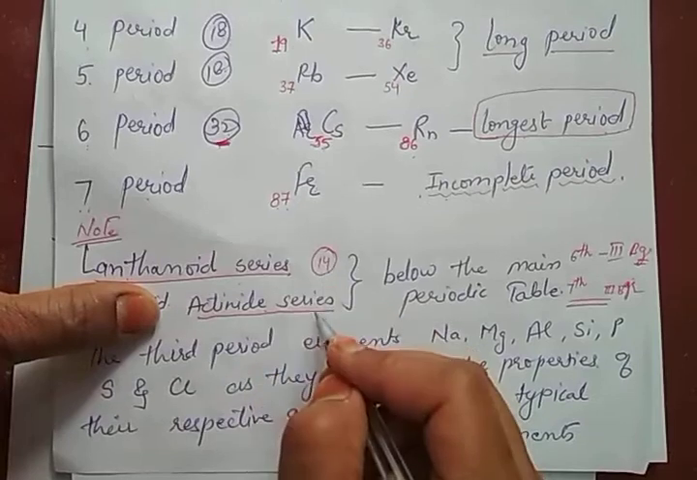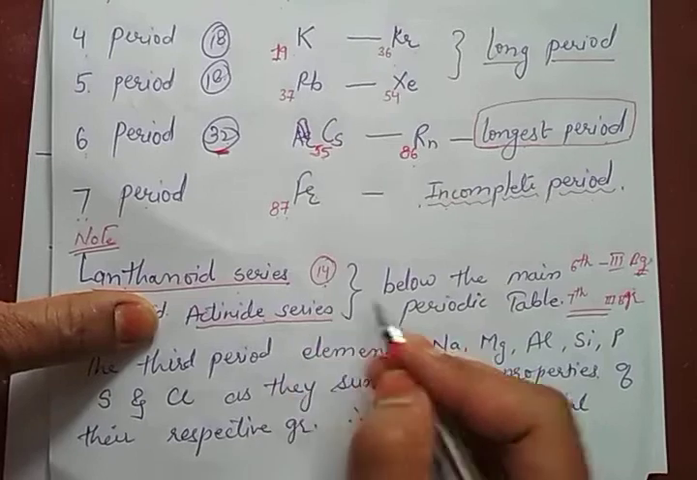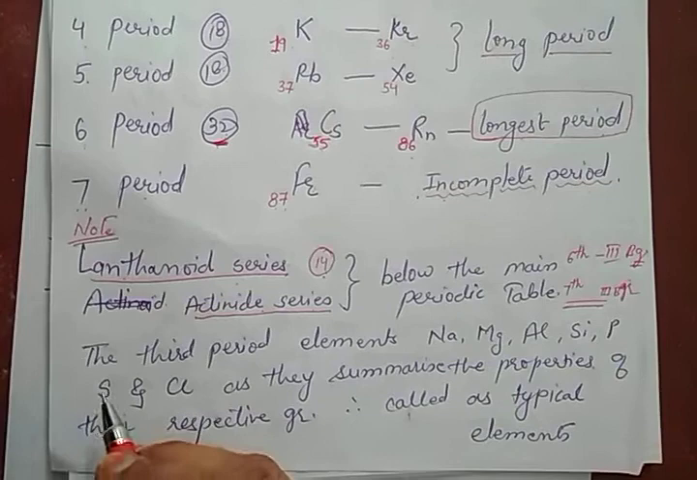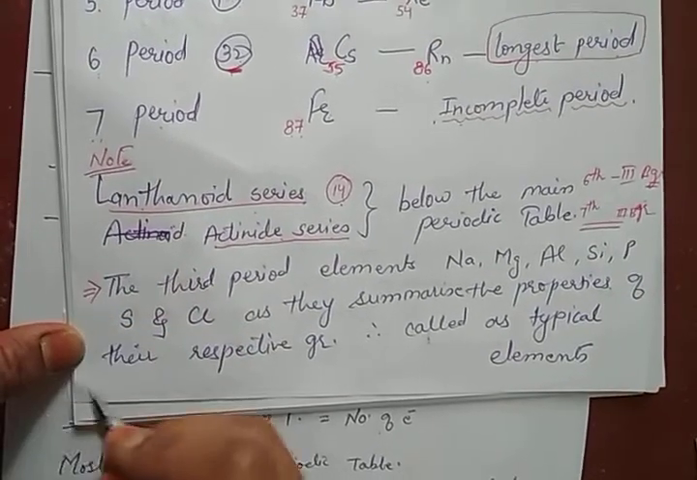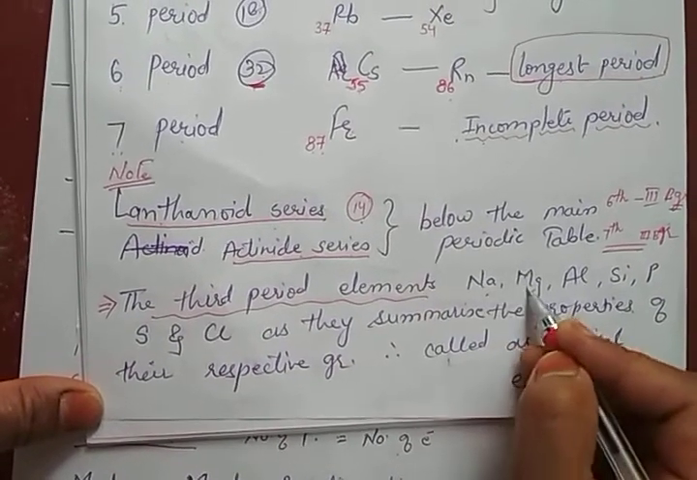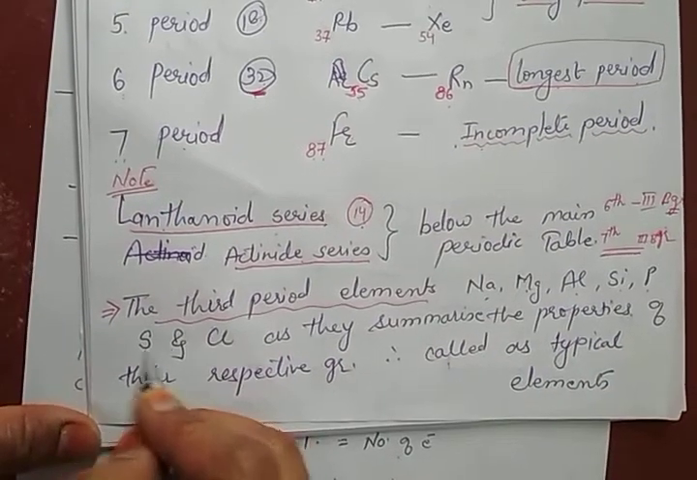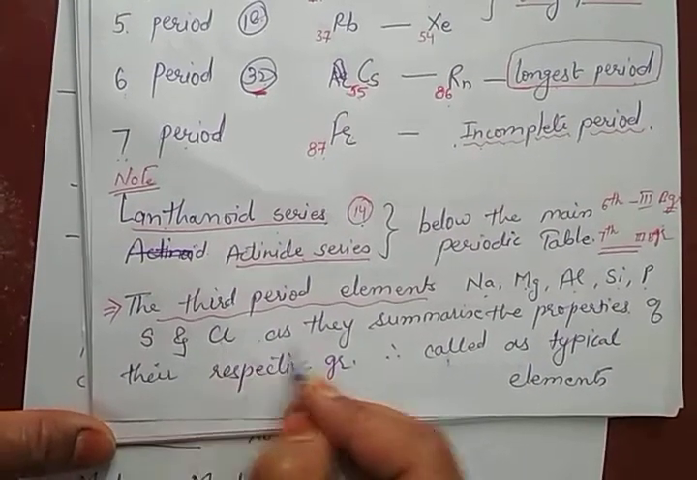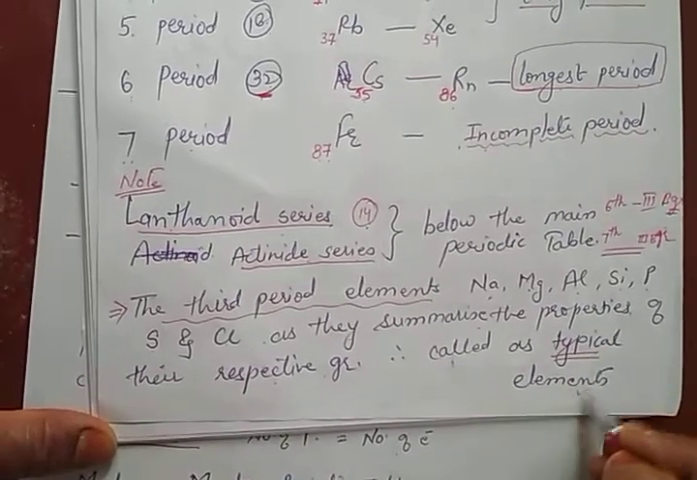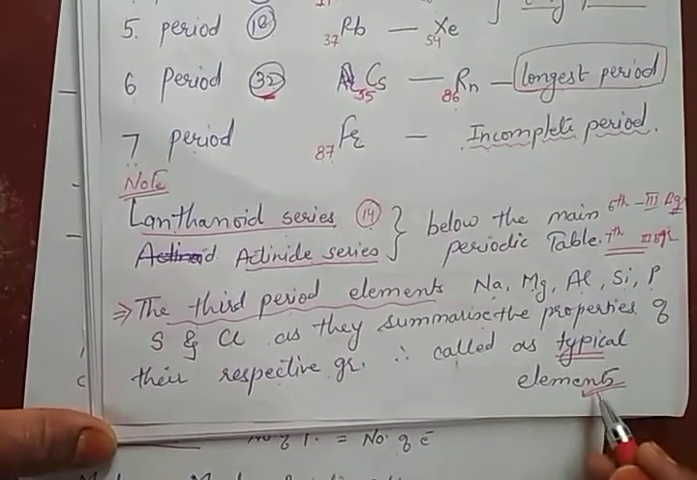As both these series contain the 14 elements that cannot be accommodated in the main periodic table, that's why they are present below the periodic table. Now the next point to remember: the third period elements, which are sodium, magnesium, aluminium, silicon, phosphorus, sulfur and chlorine, as they summarize the properties of their respective group, are called the typical elements. Remember it, third period elements are called the typical elements.